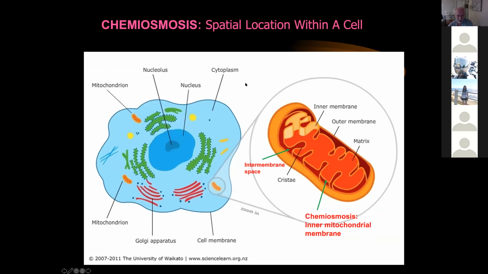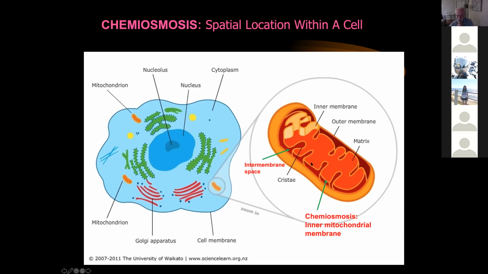Where is this all happening? Here's a cell. The big blue thing is a cell with the organelles. And this little orange thing is a mitochondrion. You look inside it, you see that it is a membrane-bound organelle. It has an outer membrane. Inside, it has a membrane system called cristae. And it is composed of the inner mitochondrial membrane plus a matrix.